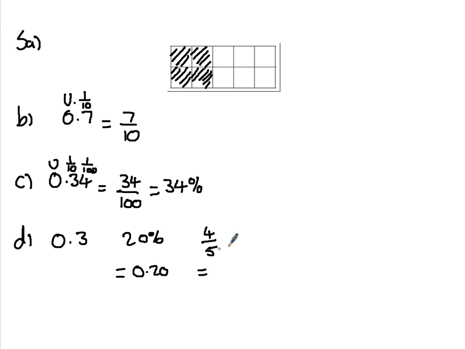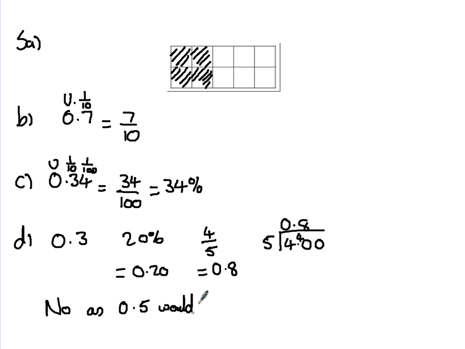And 4/5, if you can't do that, then put a 5 on the outside and a 4 on the inside. 5s into 4 go none. Then we put a few noughts. 5s into 4 go none, carry a 4. 5s into 40 go 8. So we've got 0.8 there. Is 0.3 halfway? No. What would halfway between these two be? It would actually be 0.5. That would be halfway.